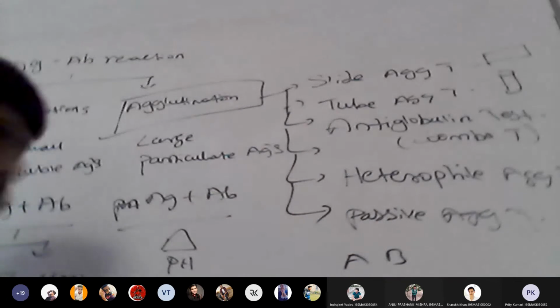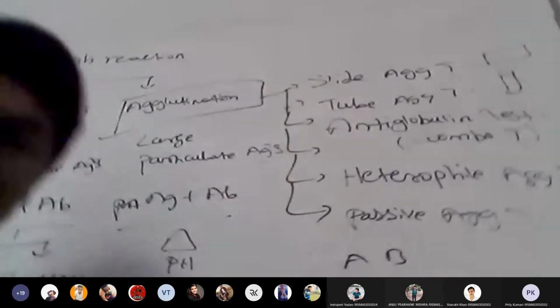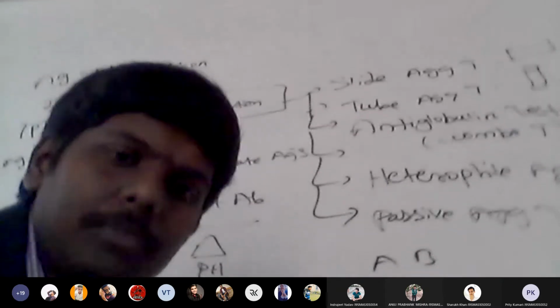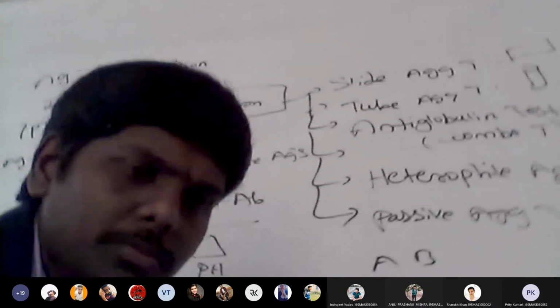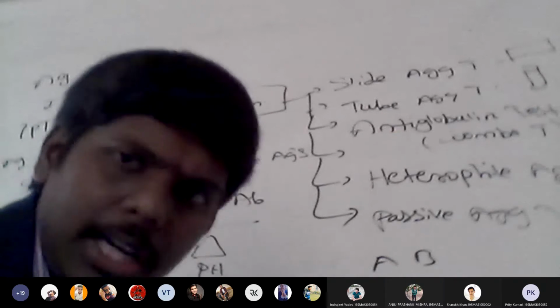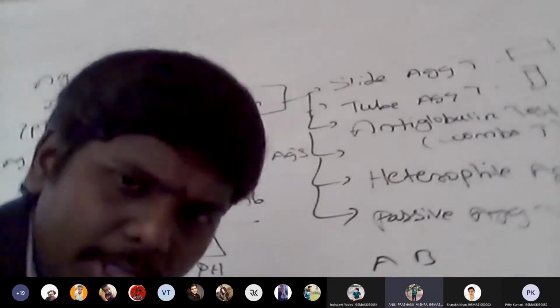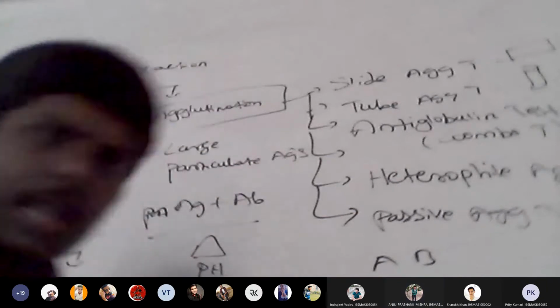So first let me start with slide agglutination test. Anuj? Yes, sir. Are you writing, Anuj? Is it clear for you? Yes, sir. 5 types of tests? Yes, sir. Any doubts? No, sir. All right, very good, Anuj.